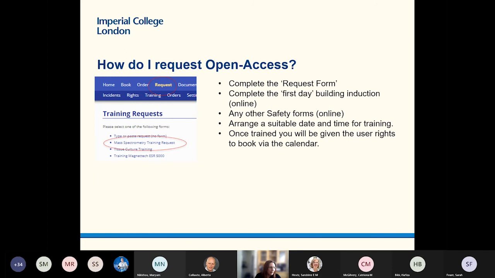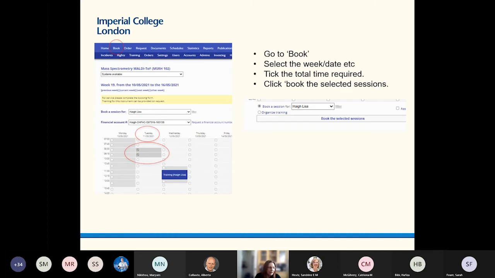Now, these samples can either be dropped off or posted to MSRH, depends where you are, whether you're in White City or not. If you wanted to use any of the open access equipment, then you go to PPMS and you go to the request option. Now, the request option will mean that you need to fill in a little bit more paperwork, and there's slightly more paperwork than normal at the moment because of our COVID protocols, but it's all there. Once you have done the request, you'll get suitable dates and times for training, and then once trained, you can book your sessions via the calendar. So here you go to book, and you can select the total amount of time you need, what instrument you want to use, and then that's booked in for you.